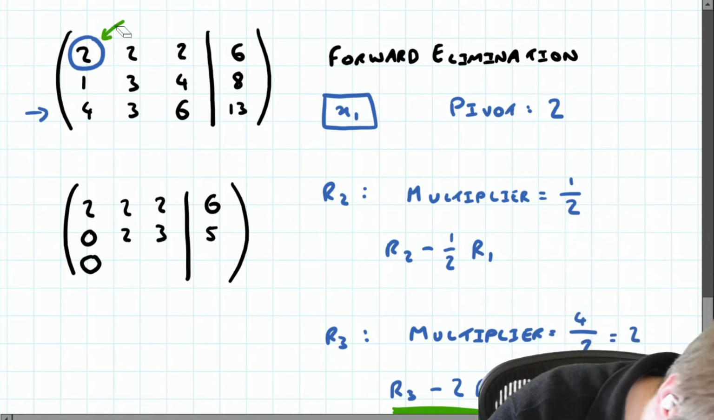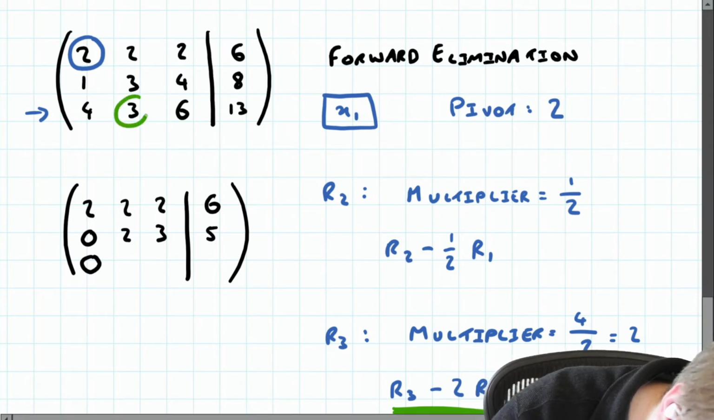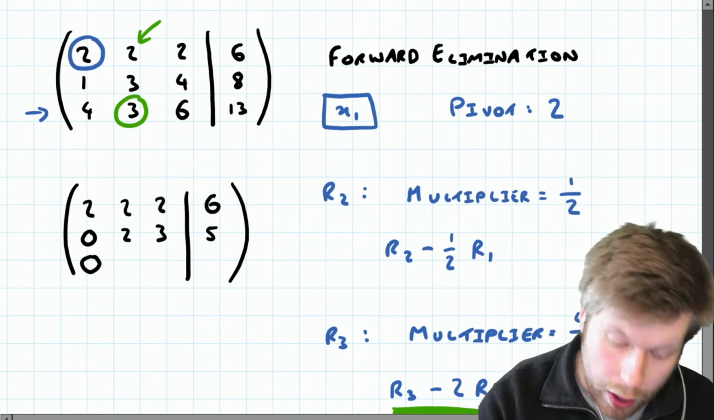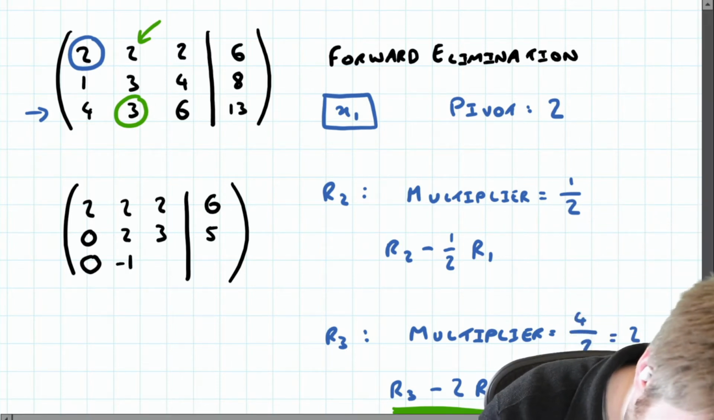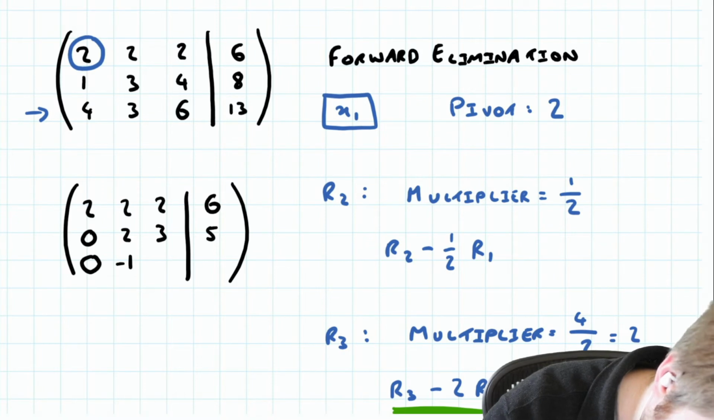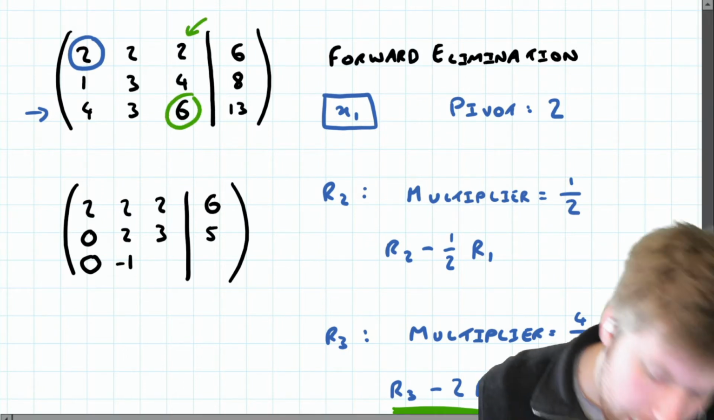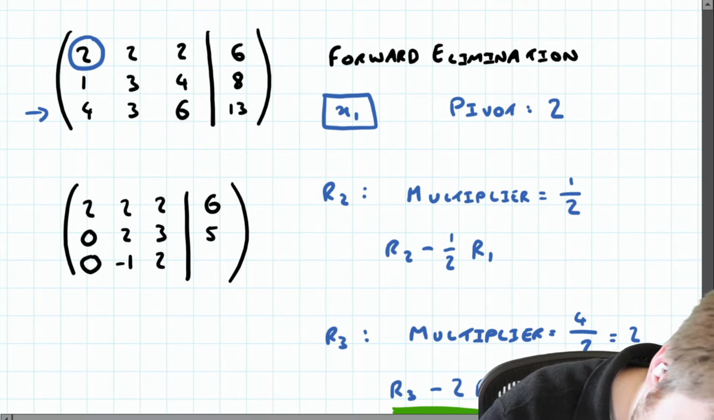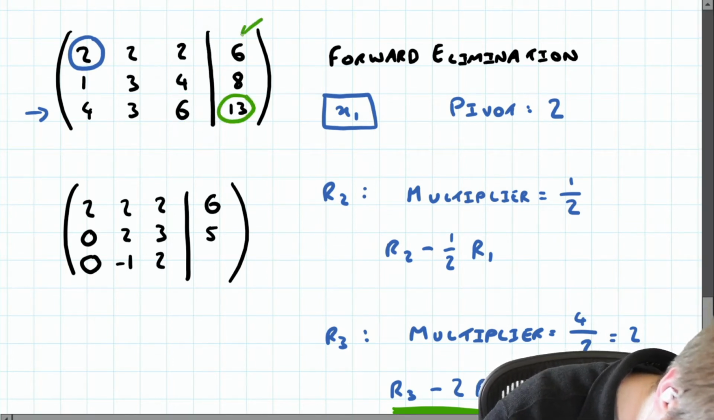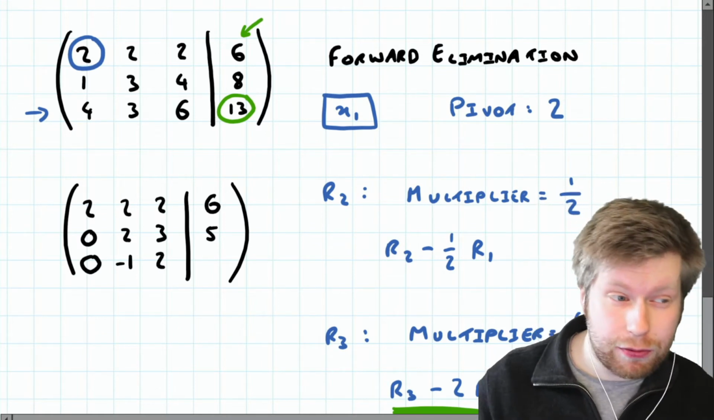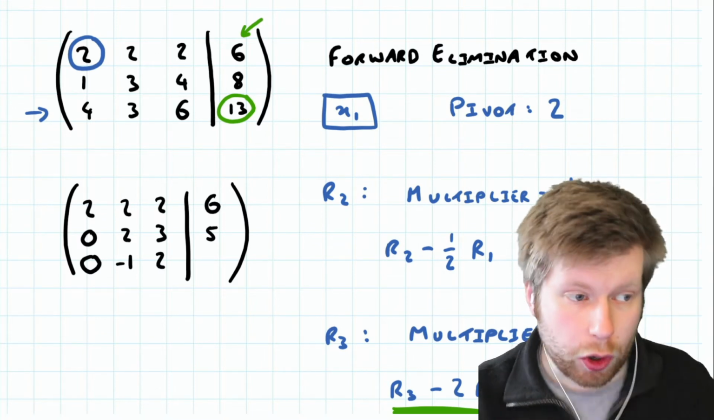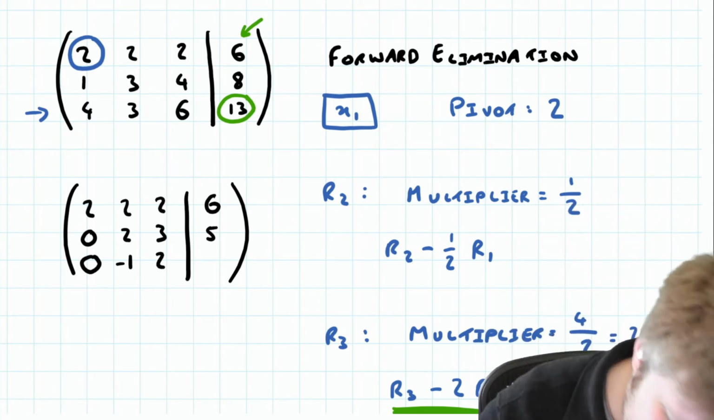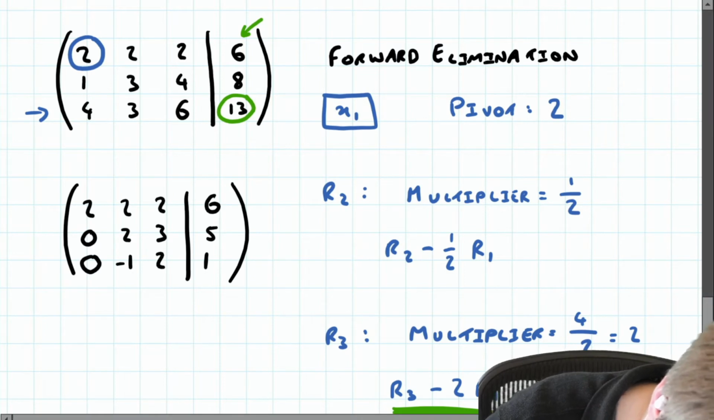Now let's move across to the next element, which is 3, and I'm going to take away 2 lots of row 1, so that's 3 take away 4, that's going to give me -1. And if I move across to the next element, which is 6, and take away 2 lots of 2, that's 6 take away 4, that's going to give me 2. And if I move across to the final element, that's going to be 13. Sorry, my mistake there. It should be 13 take away 2 lots of 6. That's 13 take away 12, which is just going to give me 1 there, as expected.